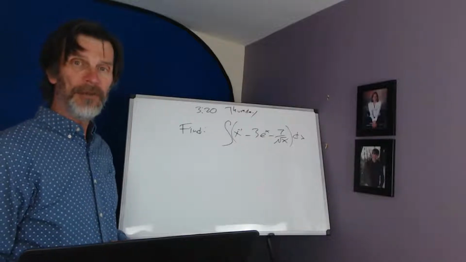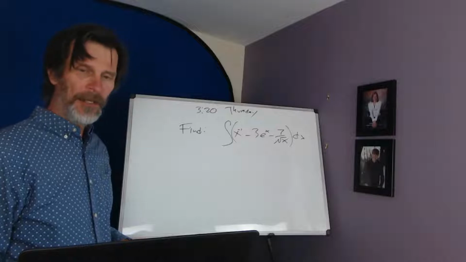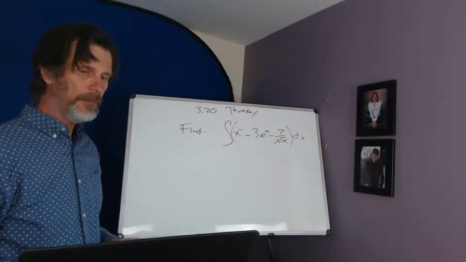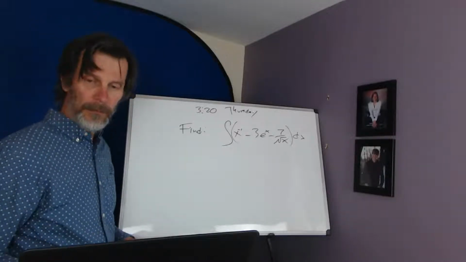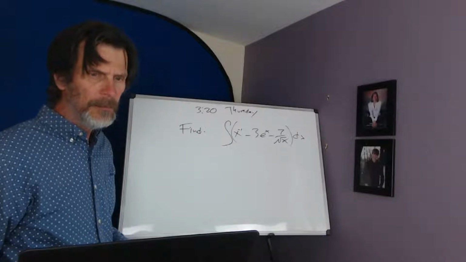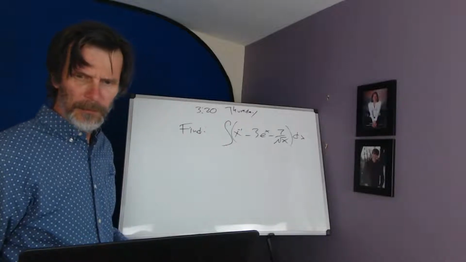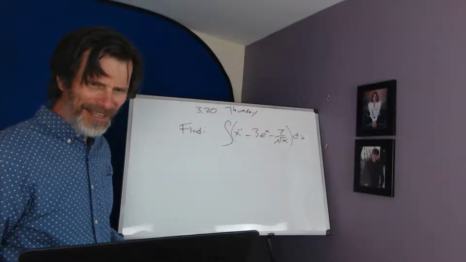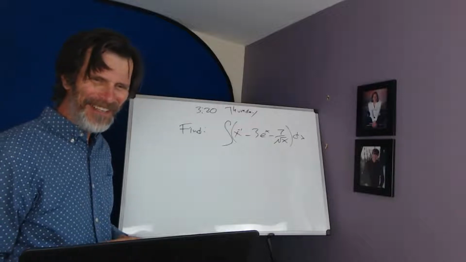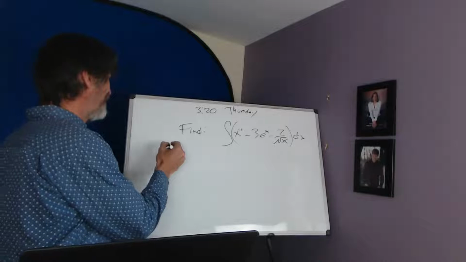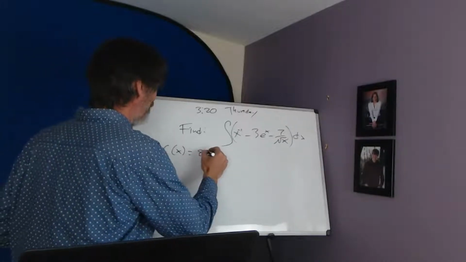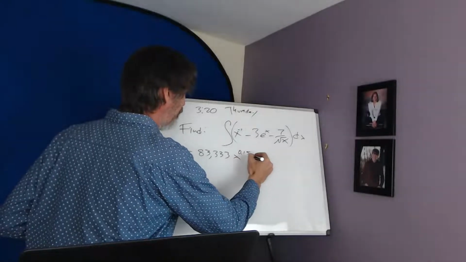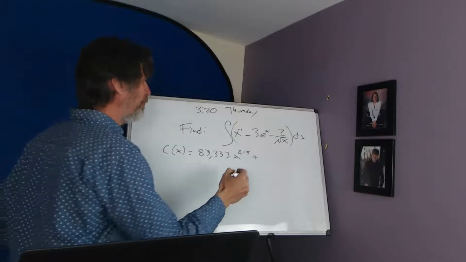So any more questions either regarding this stuff or anything else that's happened in the course so far? I guess I didn't do part B or part C, did I? All right, let's go back and get part B. So we had the cost function. C of x was 83,333 x to the 0.15 plus 54,300.